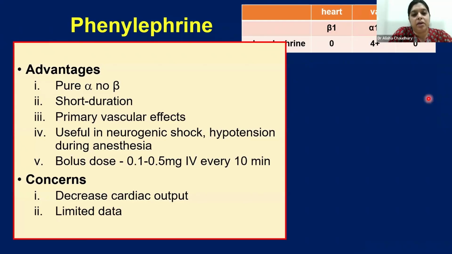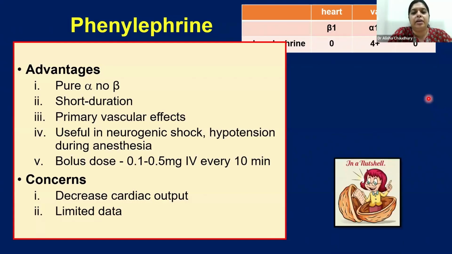Mainly, it acts on the blood vessel only, especially in neurogenic shock or hypotension during anesthesia, where you just want to give a push of a drug to suddenly increase the blood pressure. Phenylephrine is a choice there. Bolus doses of 0.1 to 0.5 mg every 10 minutes. The concerns are again decreased cardiac output, because such a potent vasoconstrictor is increasing the pressures. The heart will have a bad time working against it.